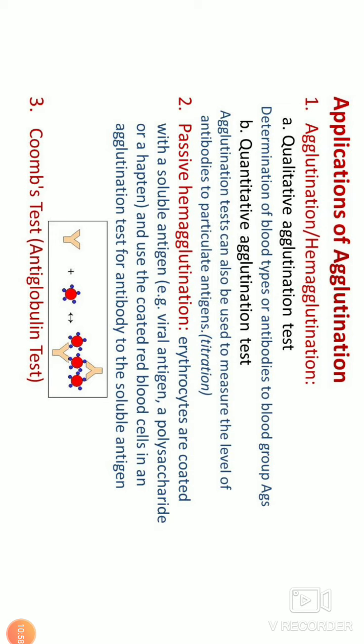In this kind of test, you have to make serial dilutions of the sample to be tested for antibody, and then a fixed number of erythrocytes or bacteria or other particulate antigen is added. The maximum dilution that gives visible agglutination is then determined to know the titer. By knowing the titer, you can interpret the concentration of that agglutinating agent. Passive agglutination is the same as passive hemagglutination, which I explained before. Now the Coombs test.